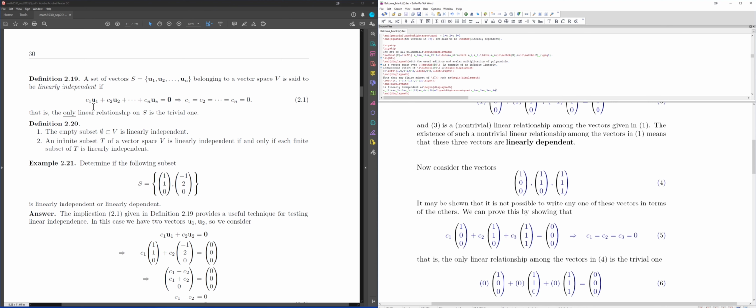Okay, so we start with this left-hand side. You start with your vector equation here, right? The u1 is (1, 1, 0), and the u2 is (-1, 2, 0). So that's the u1 over here.